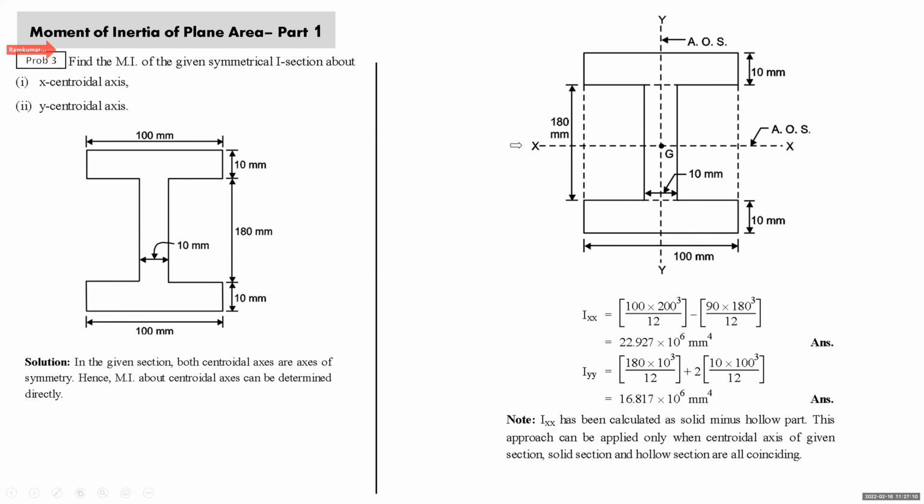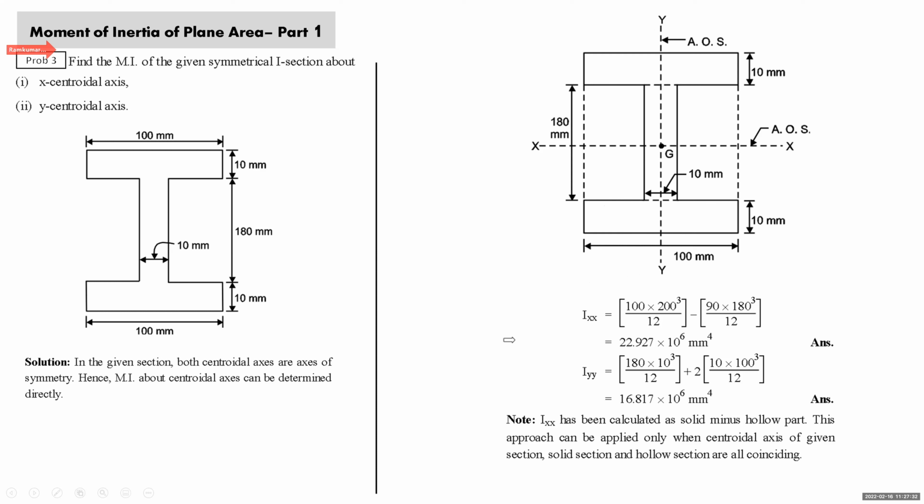As you can see, this is the horizontal centroidal axis, and this is also an axis of symmetry. The vertical centroidal axis is also an axis of symmetry. All right, so we have marked them directly. Now we can find the moment of inertia about xx and yy directly. How will you find the moment of inertia about xx directly? We will do solid minus hollow.